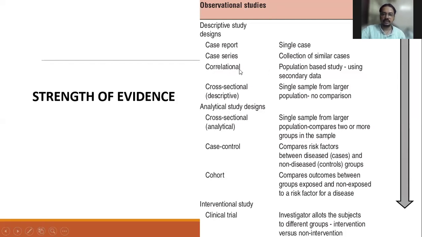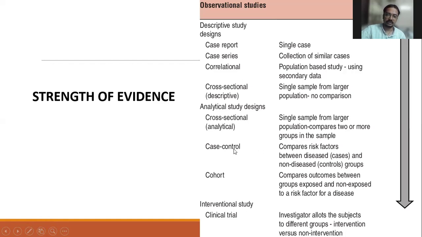Correlational study design is based on population studies using secondary data. Cross-sectional or descriptive studies include a single sample from a larger population in which there is no comparison. Analytical study design, like cross-sectional studies, uses a single sample from a larger population and compares it between two groups.